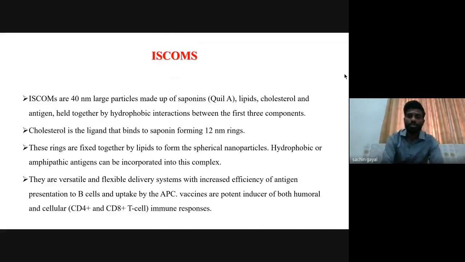ISCOMs. These are immunostimulating complexes. Immunostimulating complexes are 40 nanometer particles made up of saponins, lipids, cholesterol, and antigen held together by hydrophobic interactions between the first three components. The saponin is obtained from the plant Quillaja saponaria, in which Quil A is an active ingredient. That's why Quil A is used in this vaccine. But Quil A is toxic to humans, so saponin adjuvant based vaccines are not used in humans due to their toxicity.